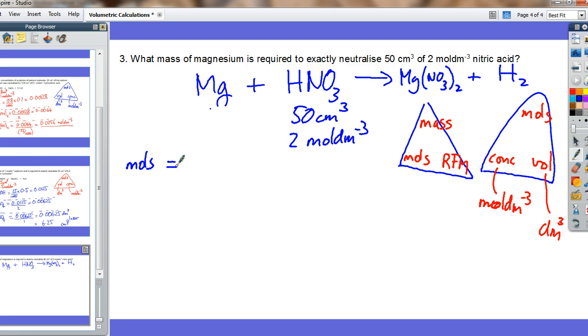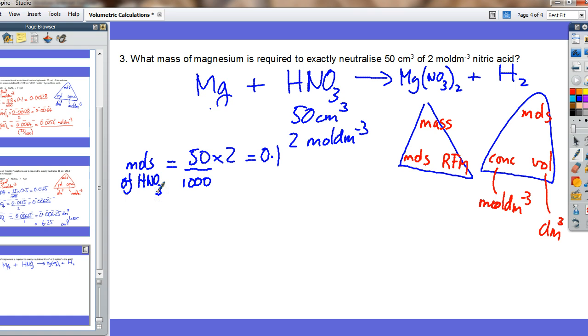So moles equals volume 50 times concentration, which is 2, and you should be hopefully familiar with the fact that you need to convert centimeters cubed into decimeters cubed, and we do this by dividing by 1000. Okay, so you may put that into your calculator if you want to, you may not, but that comes out as 0.1. Now that's the moles of HNO3.